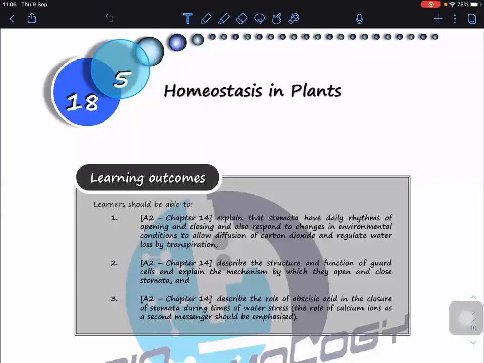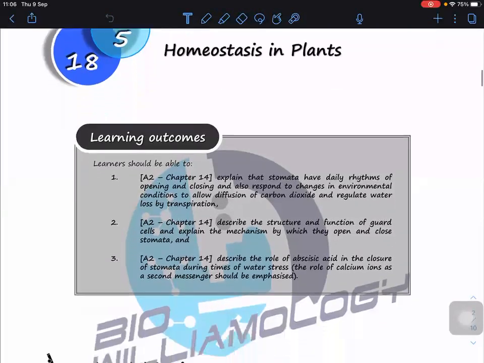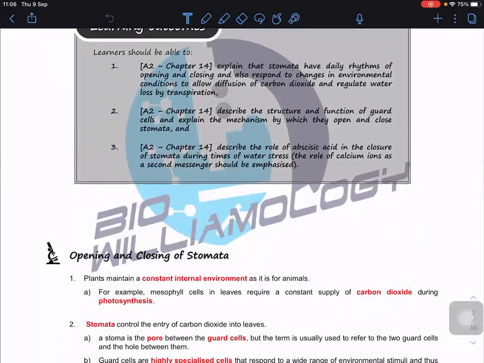Okay, so what we're going to learn in these topics, homeostasis in plants, is how the stomata have daily rhythms of opening and closing, and also respond to changes in environmental conditions to allow diffusion of carbon dioxide, as well as to regulate the water loss by transpiration. So it means that these stomata are not permanently open or permanently closed. The plant can have this homeostasis to change.